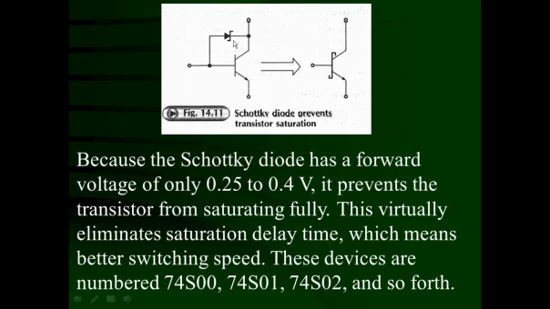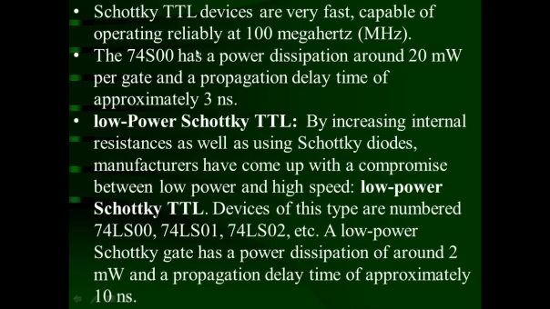And you can see that when a Schottky diode is along with the transistor, the symbol of the transistor is like this one. The base is changed like this. This indicates that it is with the Schottky diode. Schottky TTL devices are very fast, capable of operating reliably at 100 MHz frequency. The 74S00 has a power dissipation around 20 milliwatt. Here power dissipation per gate definitely increases from 10 milliwatt to 20 milliwatt. And propagation delay time is approximately 3 nanoseconds.